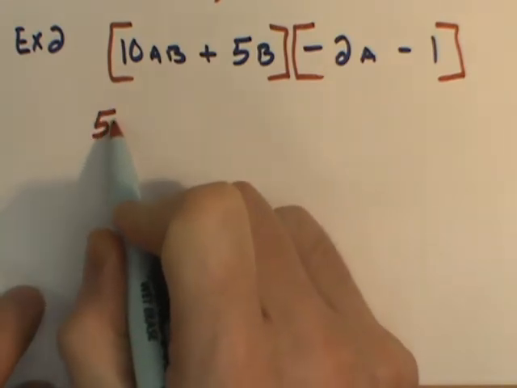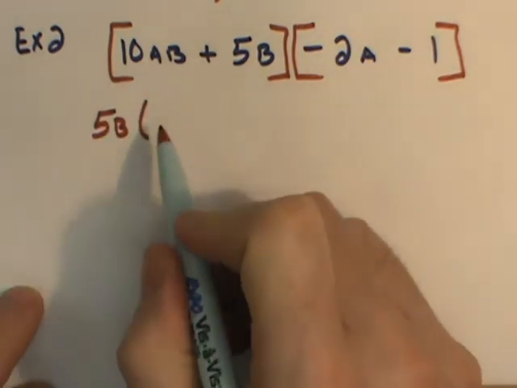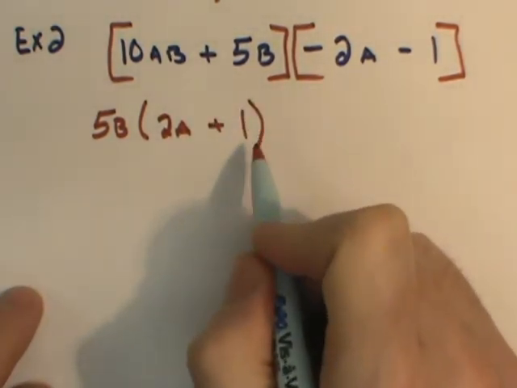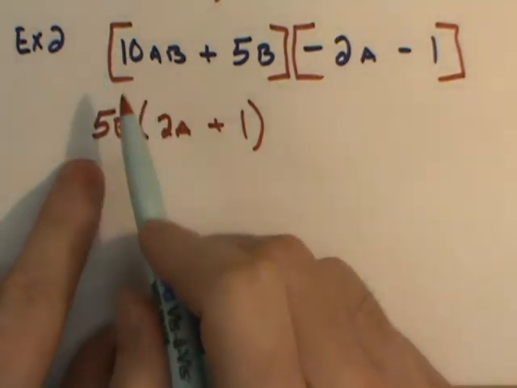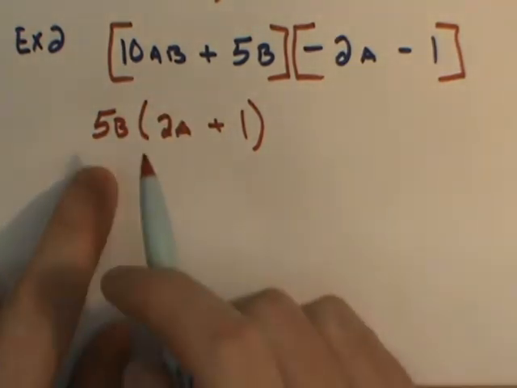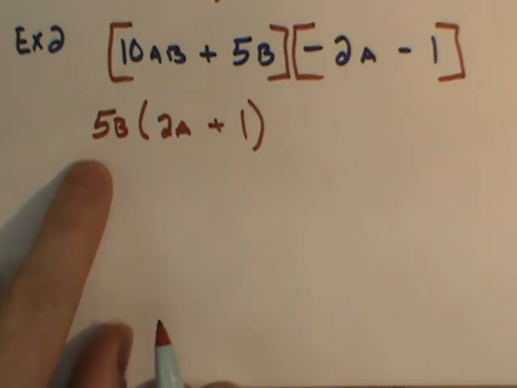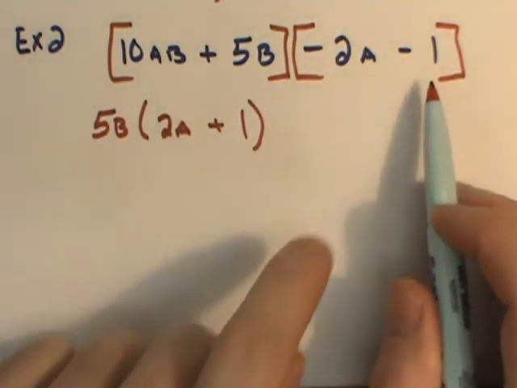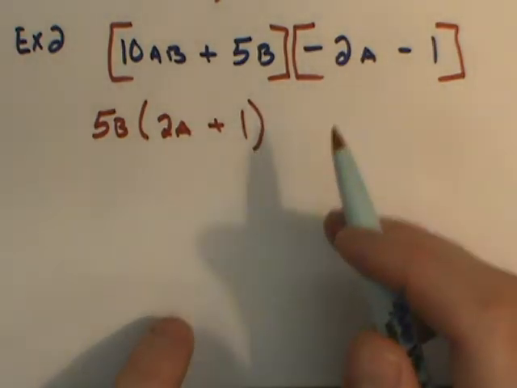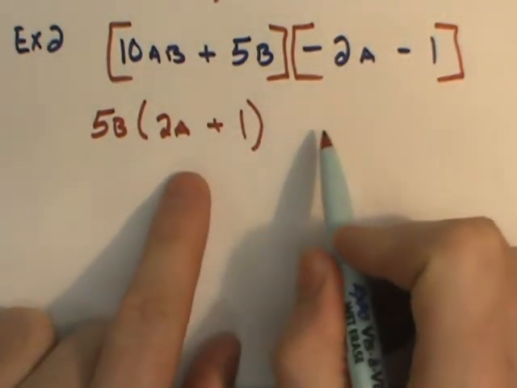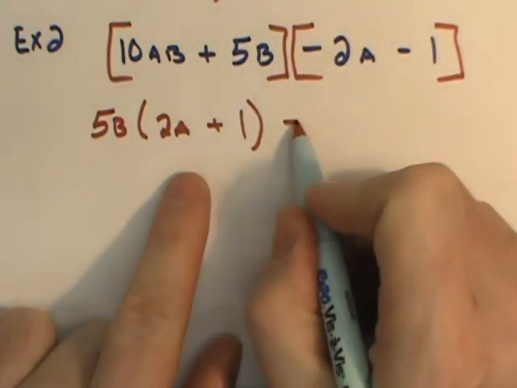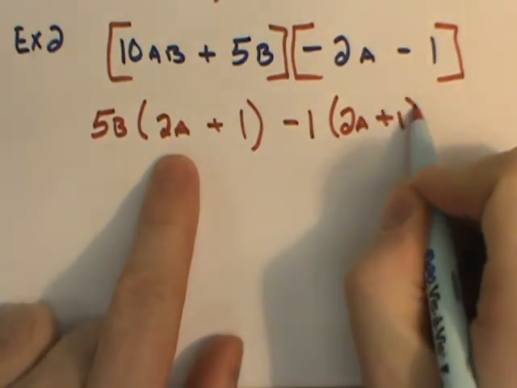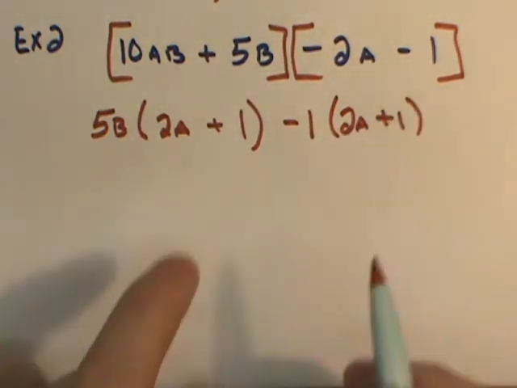So as I pull 5b out, it leaves me with this thing of 2a plus 1. Again, how I create that is 5 times 2 is 10, a times b is ab. 5b times 1 is 5b. So I'm really looking for this 2a plus 1 to show up from the second set of parentheses. You have to pull something out. So in this case, if I want to get to 2a plus 1, I'm going to have to pull out a negative 1, leaving that 2a plus 1, because that negative would distribute across there.